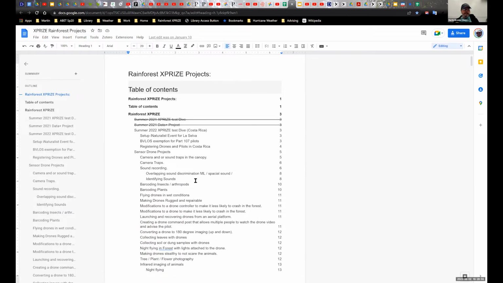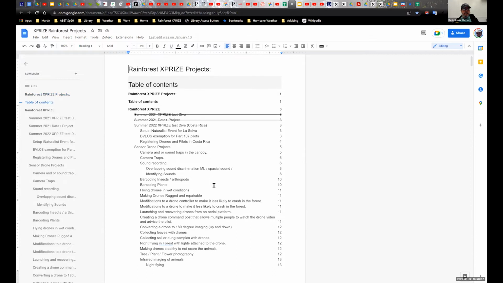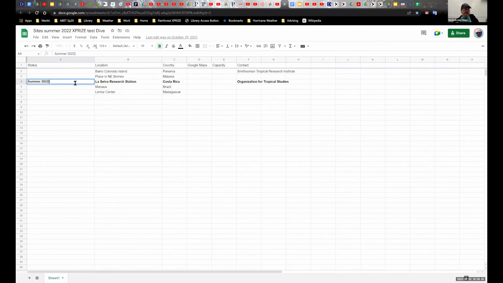Amongst them are camera traps and sound recorders, of which Sony has been one of the projects we've been looking at very hard to do that. We're actually going to test this technology this summer in La Selva Research Station. These are other places we could have gone.